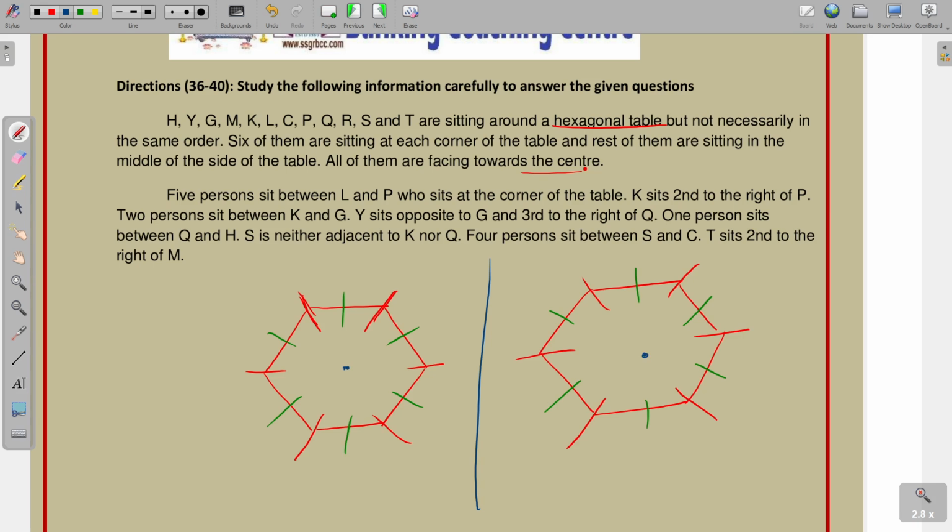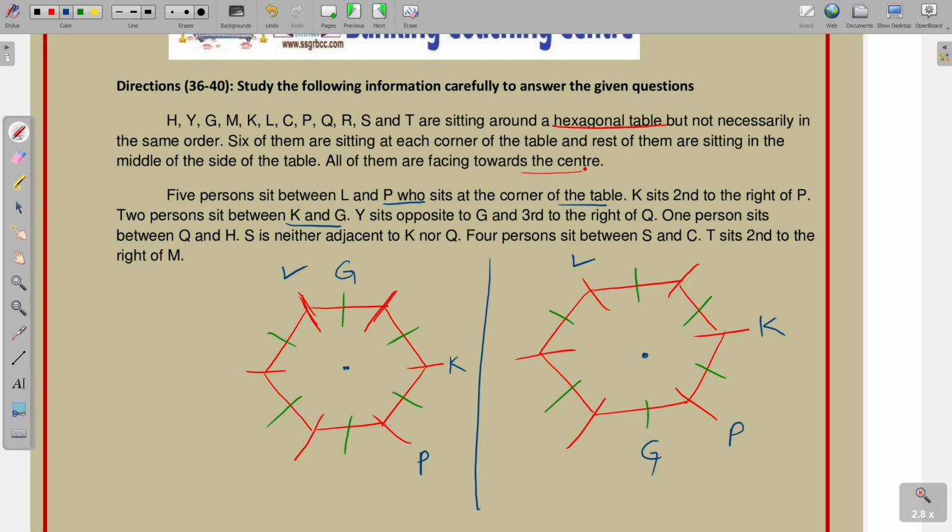Next, 5 persons sit between L and P. Who sits at the corner of the table? P. So P is sitting at the corner of the table. Between P and L there are 5 persons: 1, 2, 3, 4, 5. So L is placed here. So P and L. And next, K sits second to the right of P. And next, 2 persons sit between K and G. Between K and G there are 2 persons. So G is placed here.